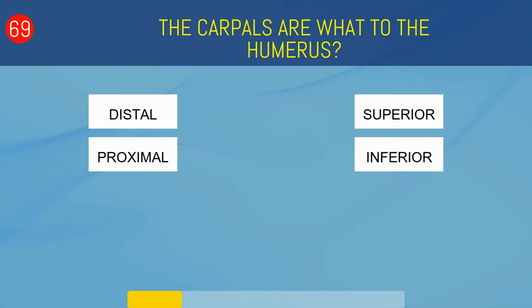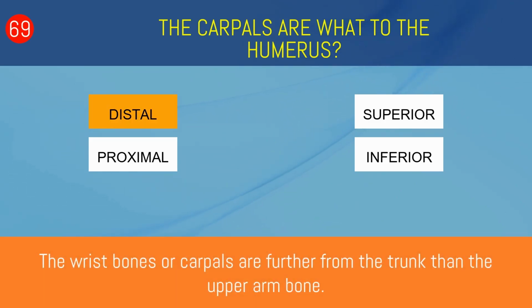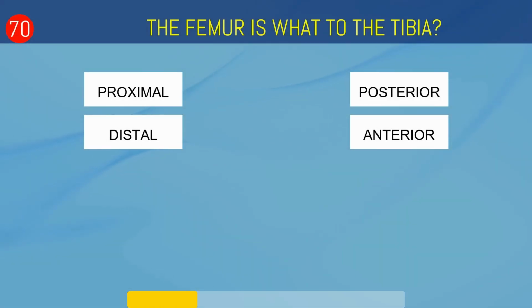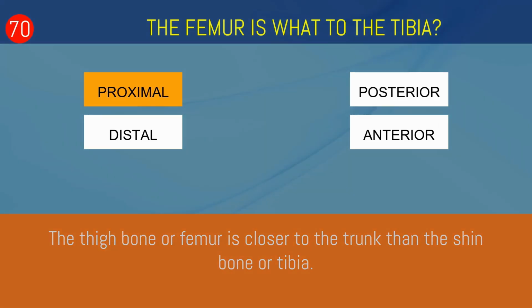The carpals are what to the humerus? Distal, proximal, superior, or inferior. Distal. The wrist bones or carpals are further from the trunk than the upper arm bone. The femur is what to the tibia? Proximal, distal, posterior, or anterior. Proximal. The thigh bone or femur is closer to the trunk than the shin bone or tibia.